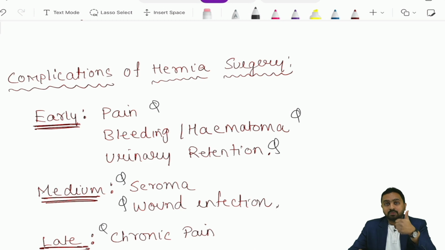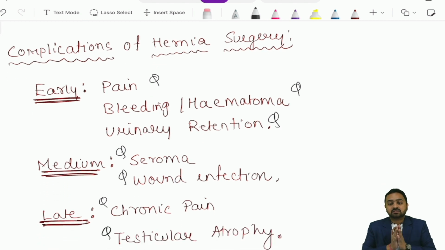Please remember the boundaries and the anatomy of your inguinal canal. That is one of the most commonly asked questions over here. Then regarding your indirect and your direct inguinal hernia differences and the treatment, that is your mesh hernioplasty, right? And lastly, regarding your complications of hernia surgery, which are your pain, bleeding, urinary retention, seroma, wound infection, chronic pain, and your testicular atrophy. Thank you.